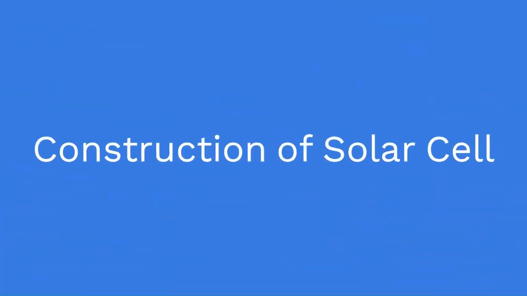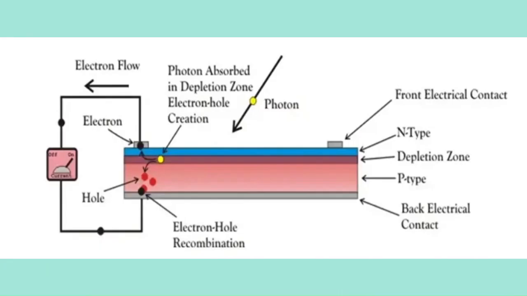The construction of a solar cell. The basic structure of a solar cell is similar to that of a p-n junction diode, despite some minor differences in manufacture. A p-type semiconductor is formed on top of an n-type semiconductor, which is comparatively thicker. On top of the p-type semiconductor layer, a few finer electrodes are subsequently applied.